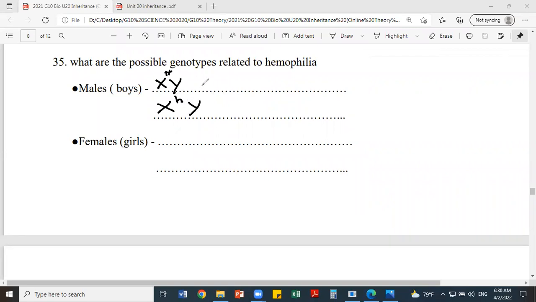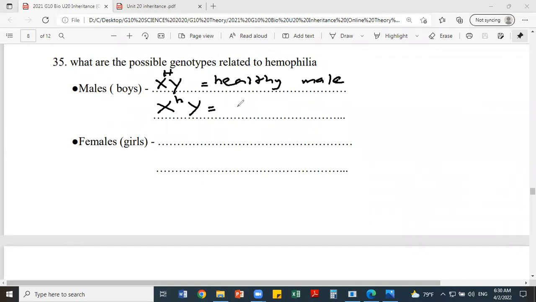So X capital H Y means a healthy male. No problem. He does not have the disease, and he will not transfer this disease to the females or males, or the children.